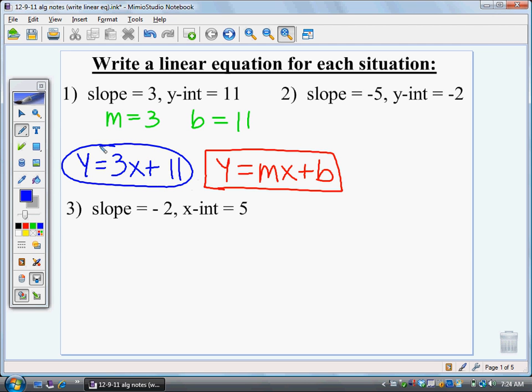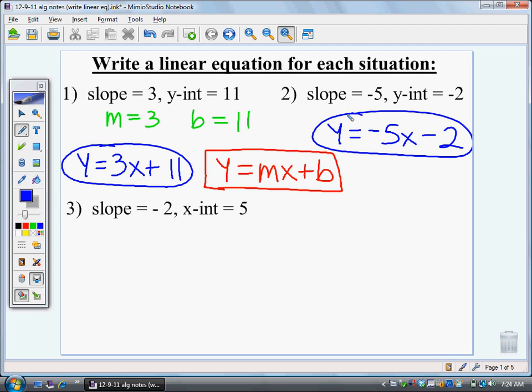And the second one is the same thing. We have slope is -5, so y is equal to -5x. And this time the y-intercept is -2, so we say -2. That's correct. And now the third problem, this one is just a little bit different than the two we did up there.